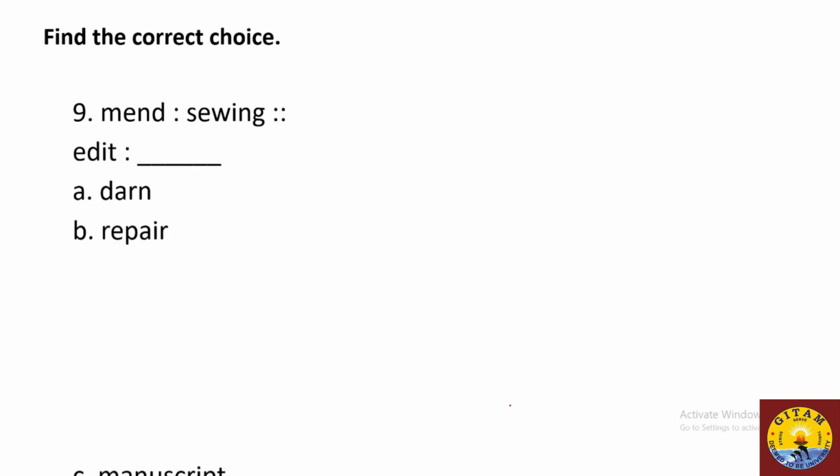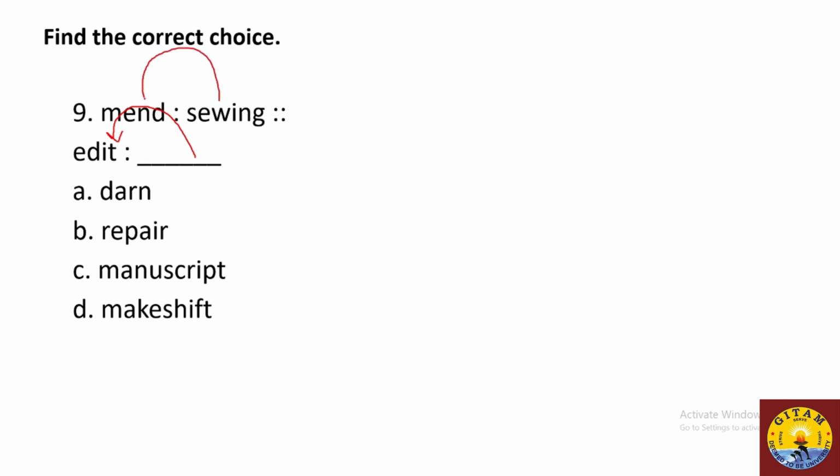The last two questions. Sewing is an activity that is fixed through mending. To mend is to repair. Now ask yourself, what is fixed through editing? Sewing is fixed through mending. Manuscript is handwritten notes. In order to make it perfect, you need to edit it. In order to fix the issues in the writing, you need to edit it. Therefore, manuscript is your answer.